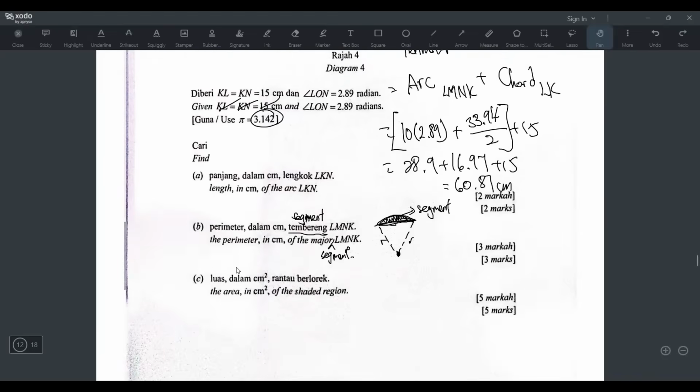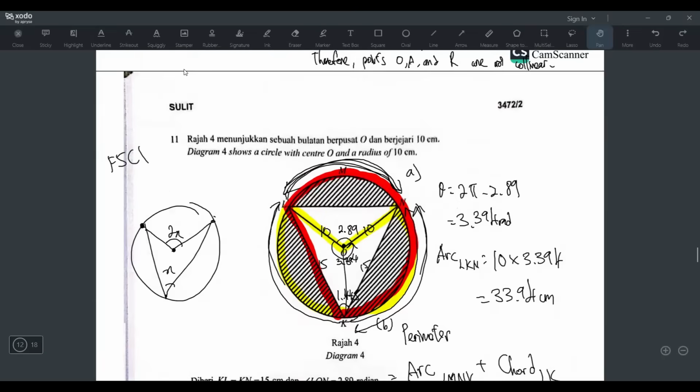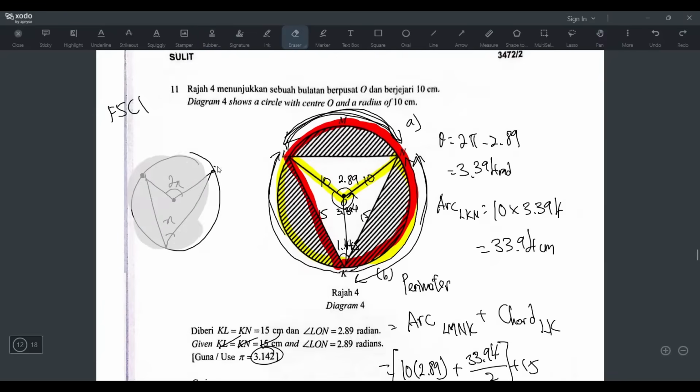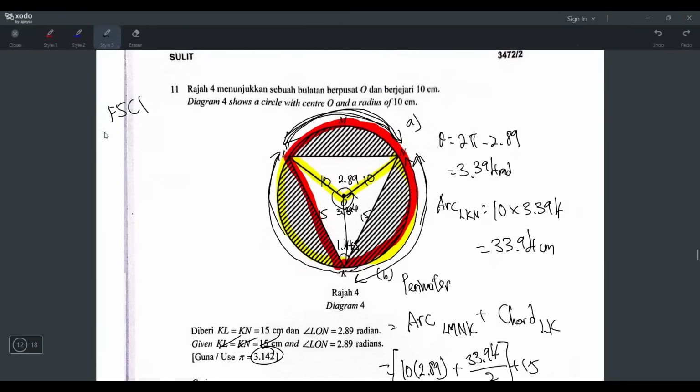Now for my final one is the C, area of shaded region. Okay, I need space. I'll do it here, so this one I'll erase. Okay, area of shaded region. Where's the shaded? It's here, it's here, it's here. Let me tell you, this shape is called the segment, and there are 3 segments. The shaded region is actually 3 segments.